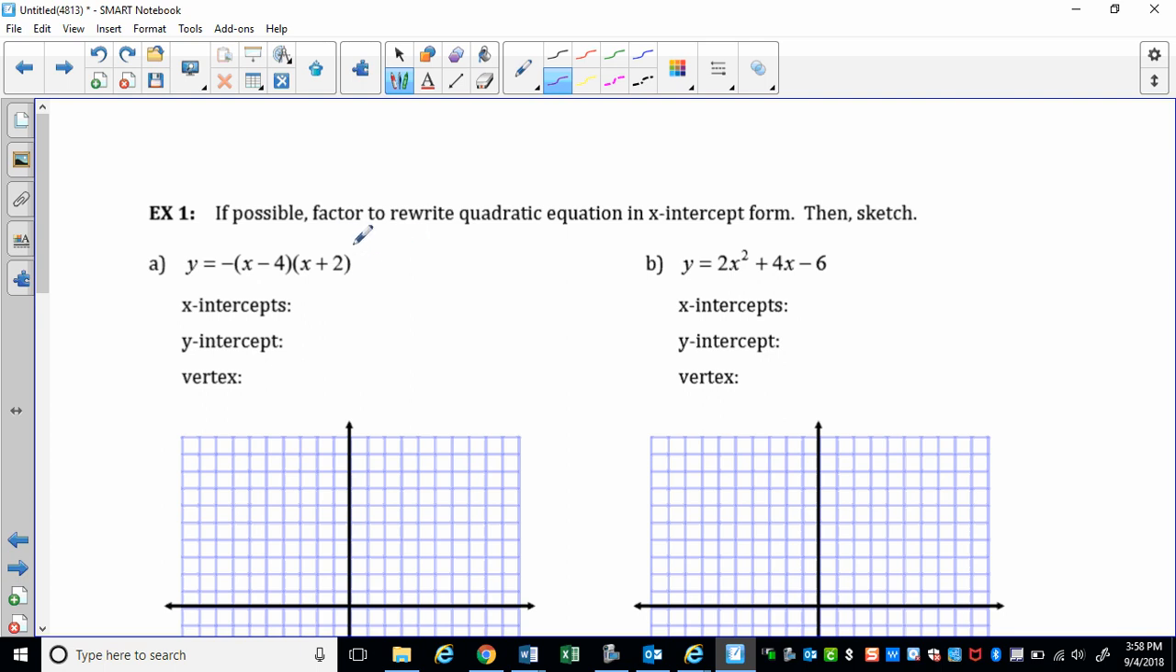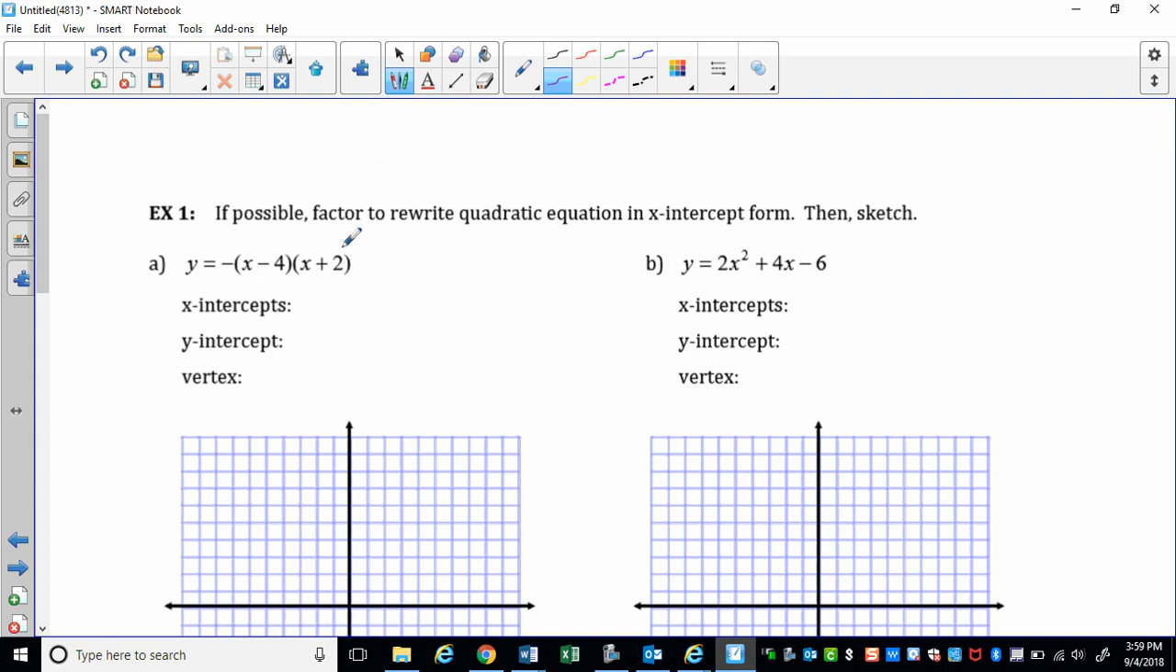It says to factor and rewrite the quadratic equation in x-intercept form, but for part A, what's nice is it's already factored for us, right? So I'm going to show you again how to find the x-intercepts, the y-intercepts, and the vertex. This should just be a review for you. The x-intercepts is when we set our y equal to 0. So when we set this equal to 0, we're just solving for x, and we get x equals positive 4 and x equals negative 2.